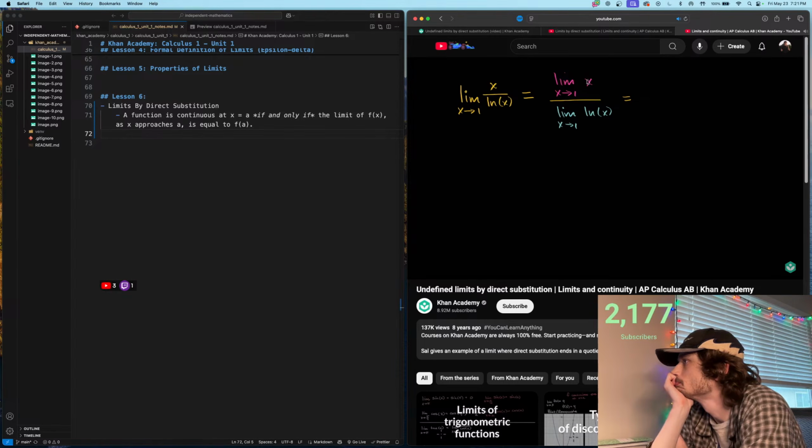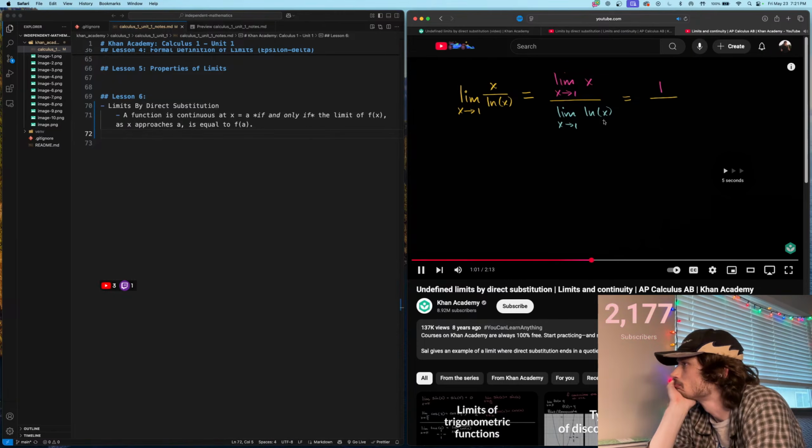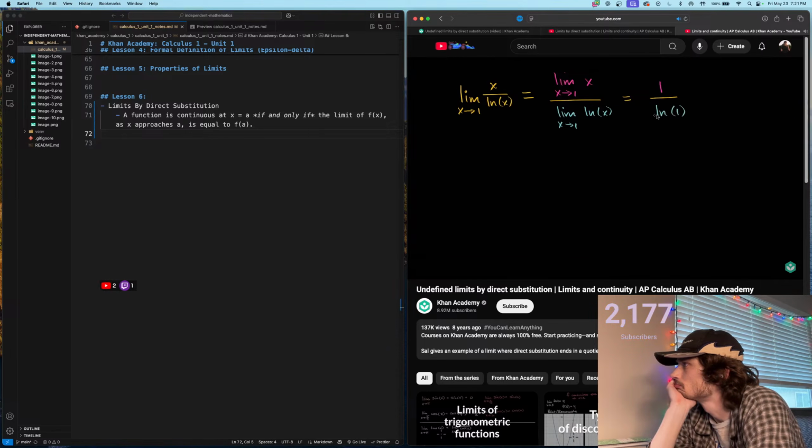We just put a 1 in for this x. So the numerator here would just evaluate to a 1. And since the natural log is continuous at x equals 1, then the limit here is just going to be the natural log evaluated at x equals 1. E to the 0 power is 1. So this is going to be the natural log of 1, which of course is 0.